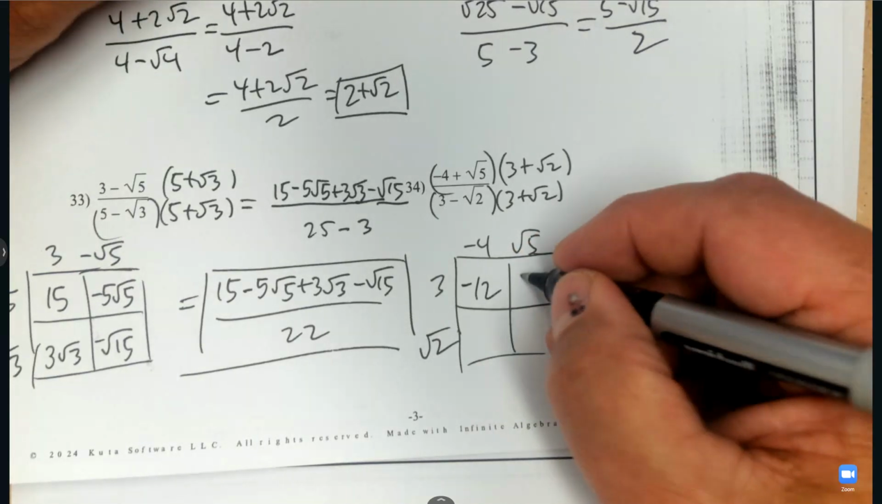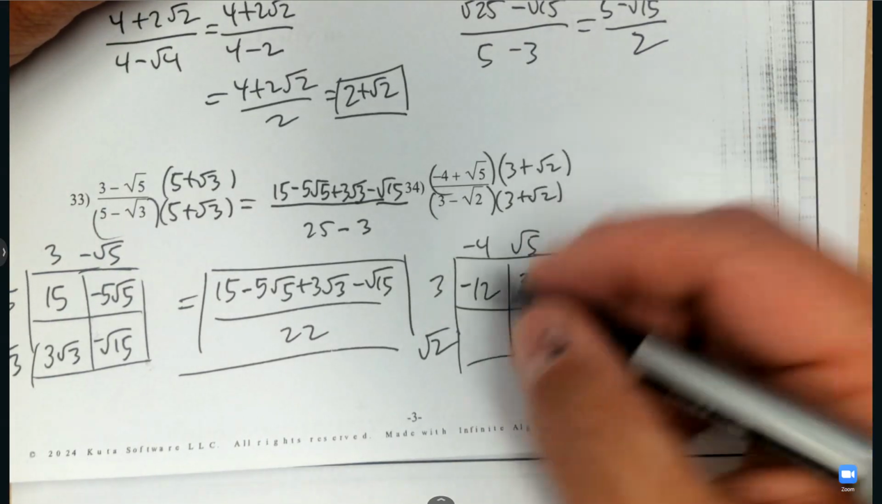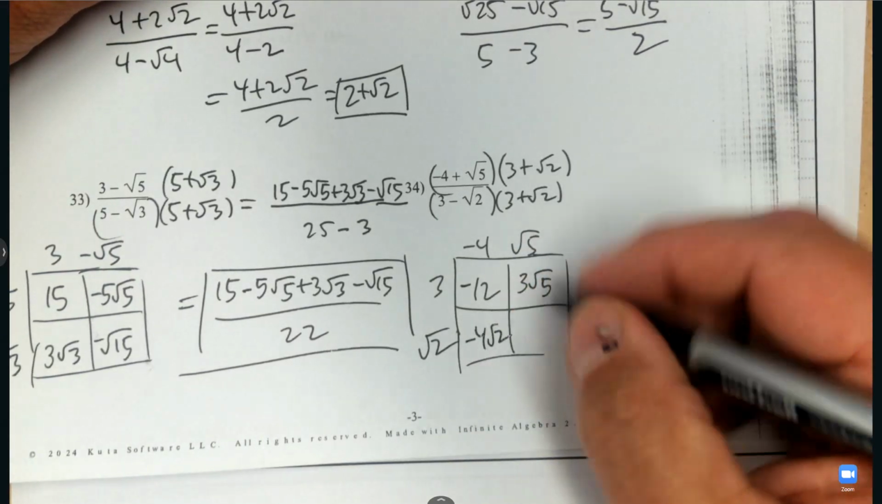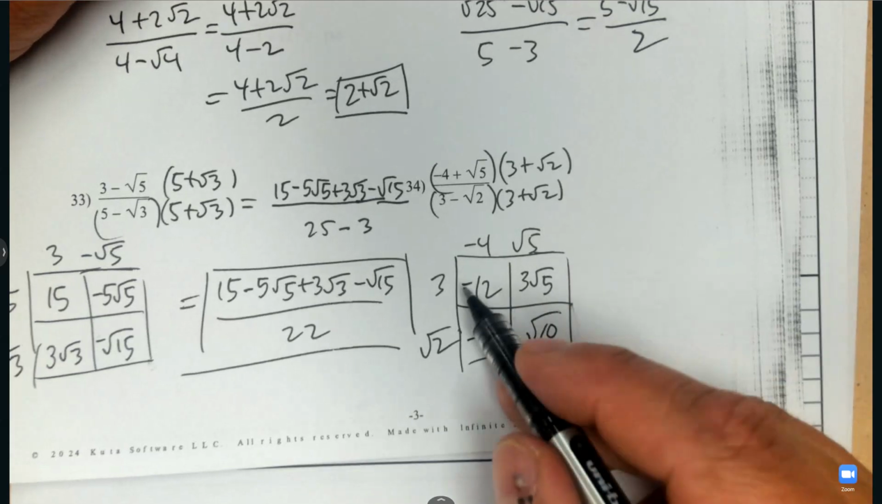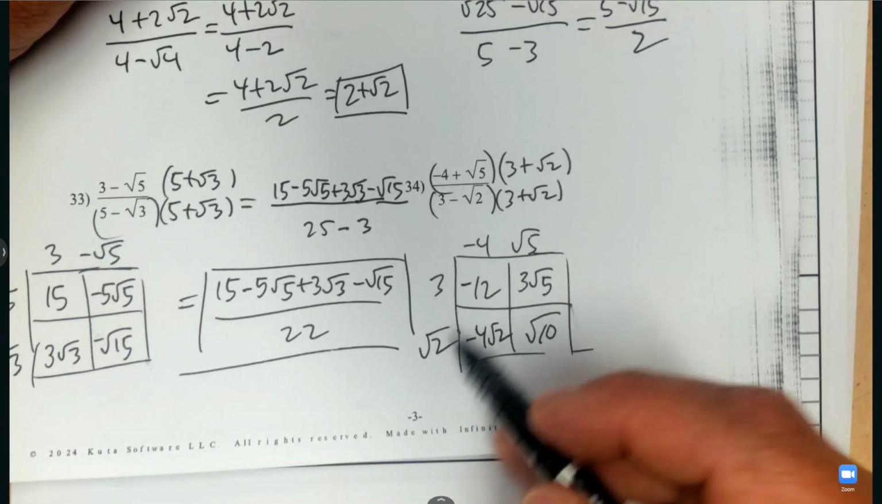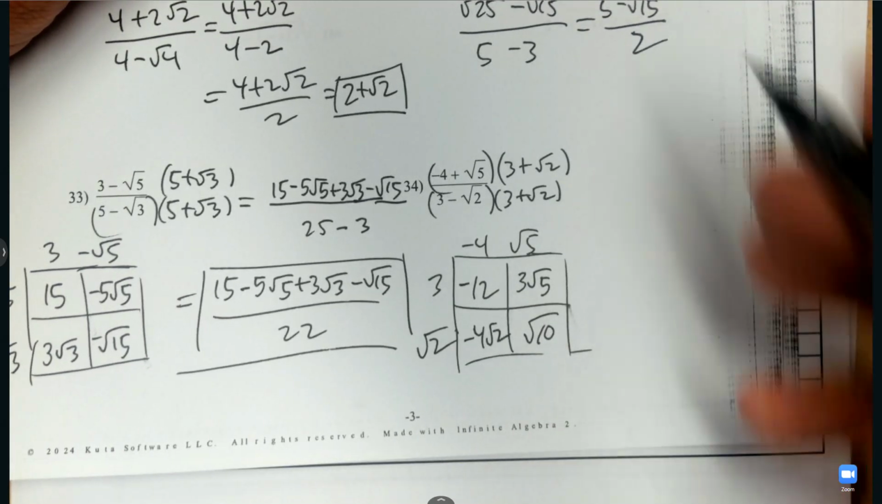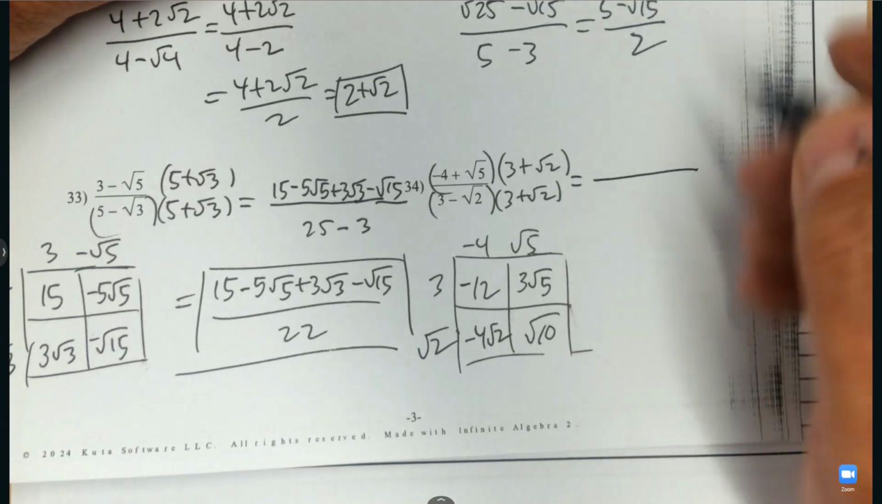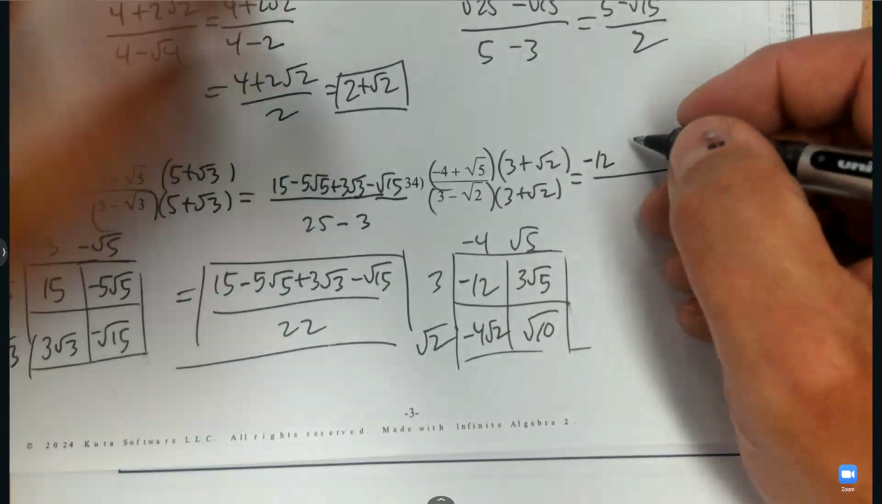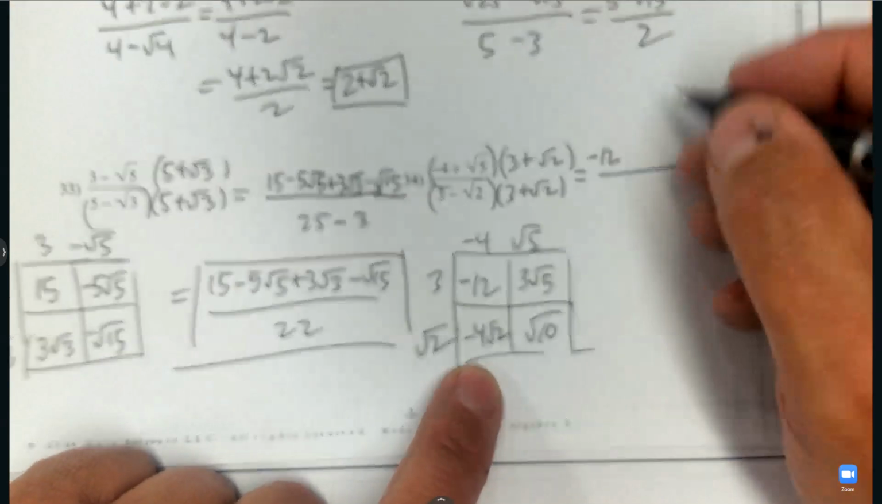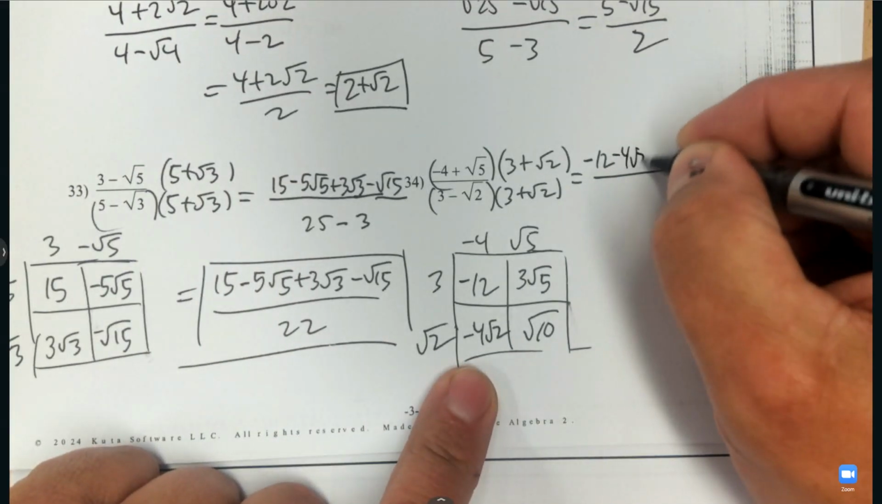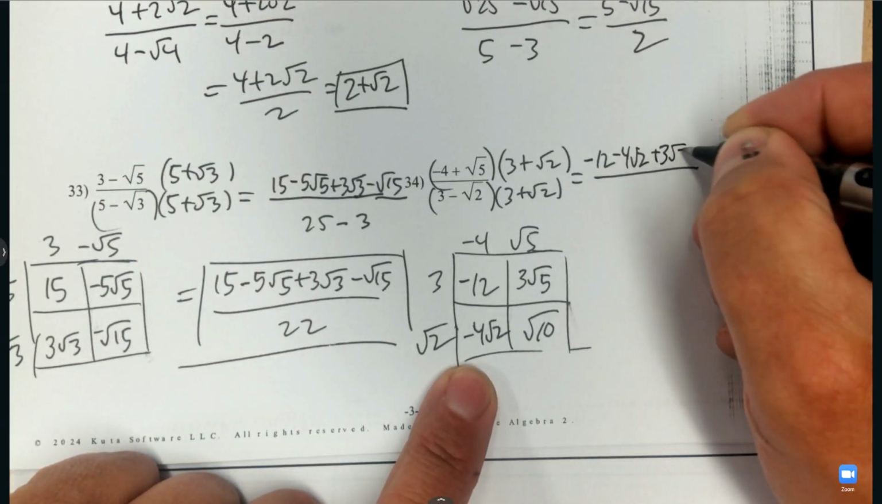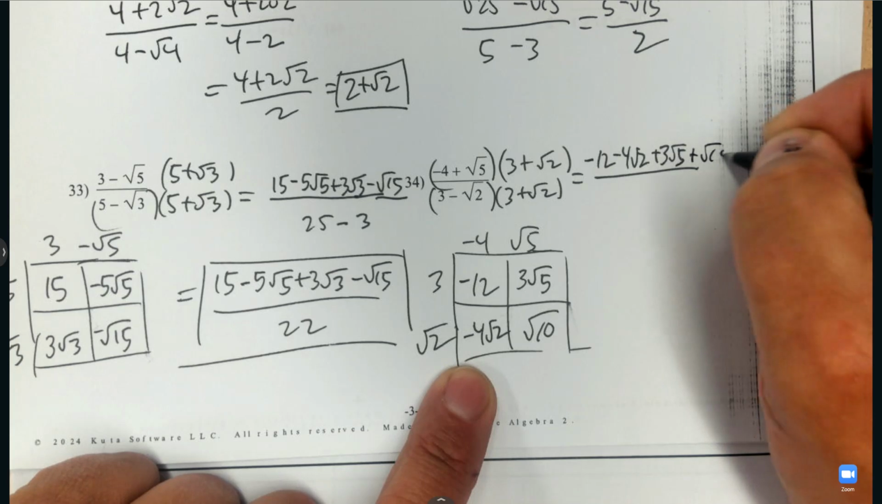Again, you should try it first and then watch the video. Press pause. So when you multiply it out, root 2 times root 5 is root 10. So the top, again, there are no like terms. So I'm just going to go negative 12. Order doesn't matter. Negative 4 root 2 plus 3 root 5 plus root 10.